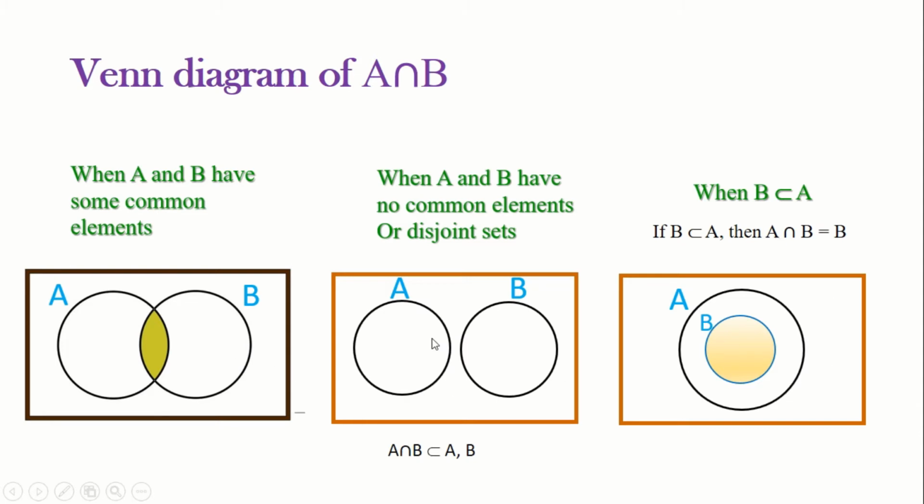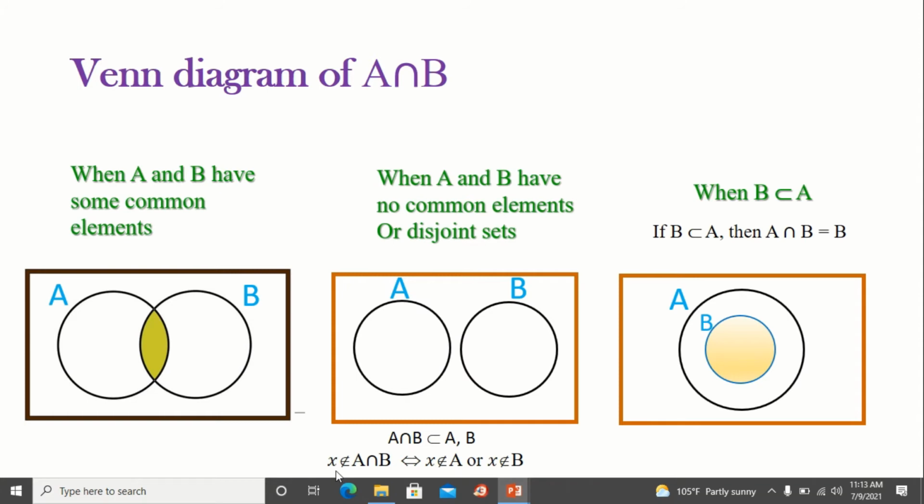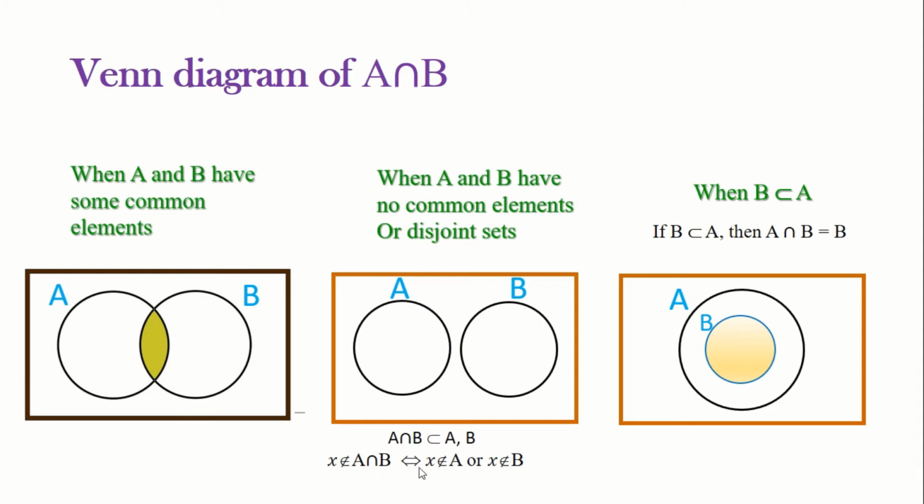And in all the above cases, we can observe that A intersection B is a subset of both A and B. And we have X is not an element of A intersection B if and only if X is not an element of A or X is not an element of B. These two are the properties of intersection of two sets.